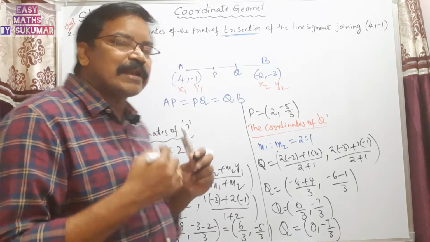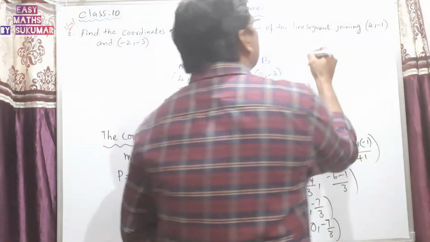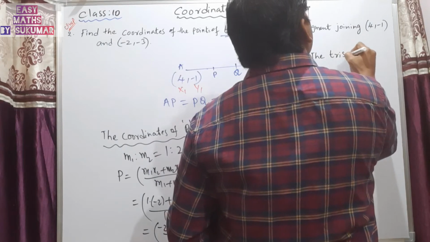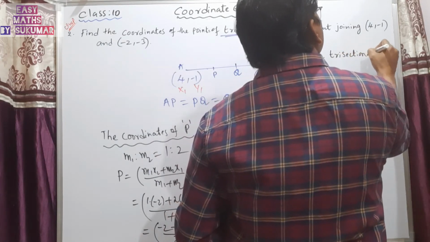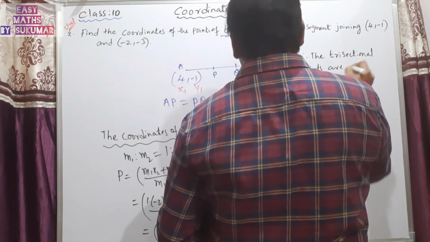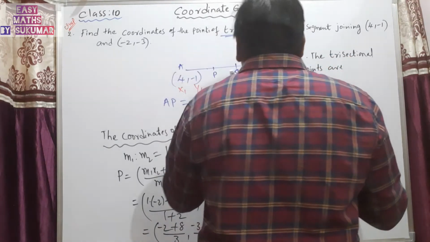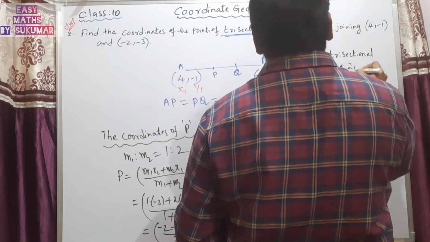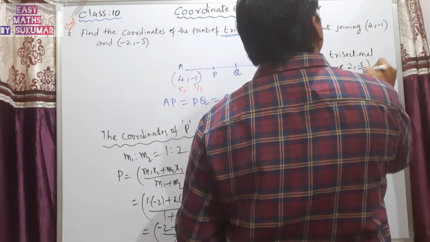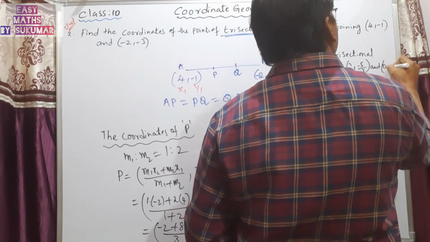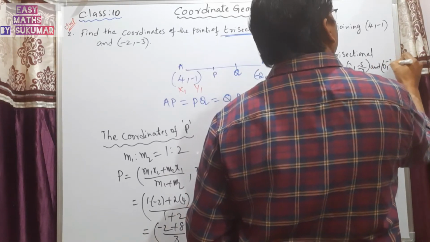Therefore, the two trisectional points are here: 2 comma minus 5 by 3 and 0 comma minus 7 by 3.